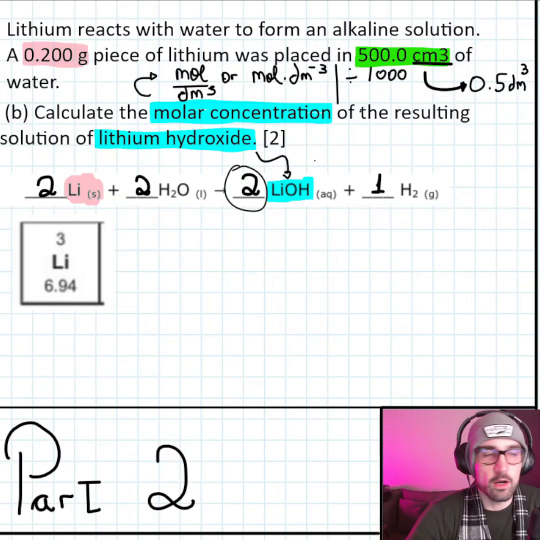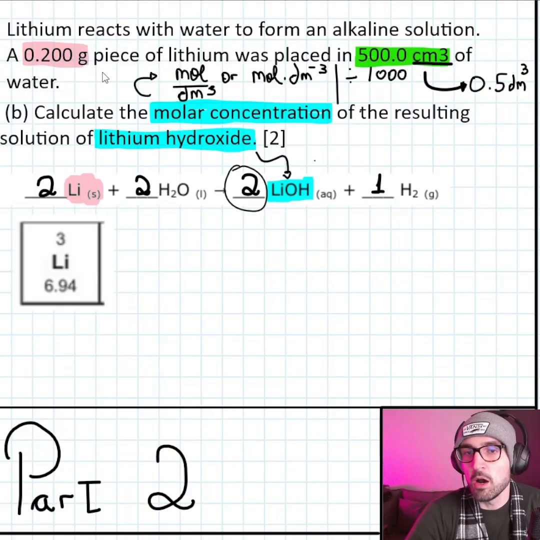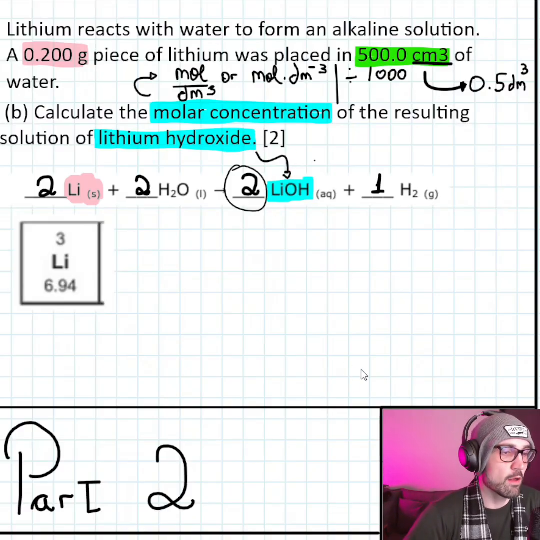Lithium reacts with water to form an alkaline solution. A 0.200 gram piece of lithium was placed in 500 milliliters or 500 centimeters cubed of water. Calculate the molar concentration, so molar concentration is in moles per liter, of the resulting solution of lithium hydroxide. So it doesn't want lithium. It doesn't want moles of lithium. It wants moles per liter of lithium hydroxide. So let's go ahead and be confident and put that unit over here, that our result is going to come out in moles of lithium hydroxide per liter, or for every 1 liter.